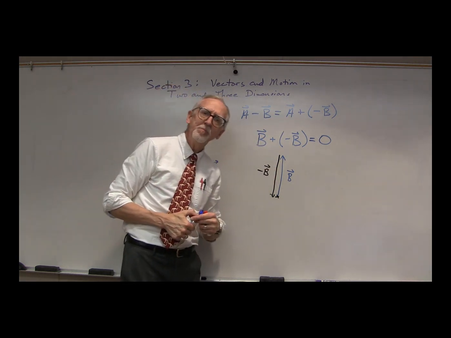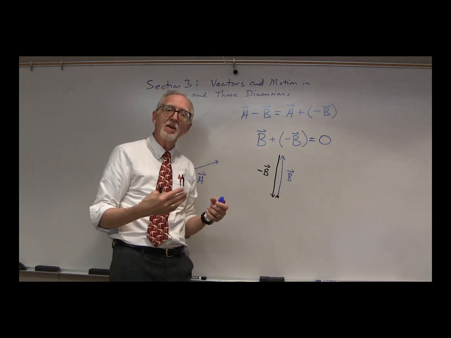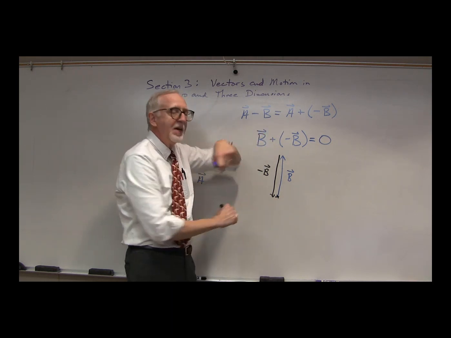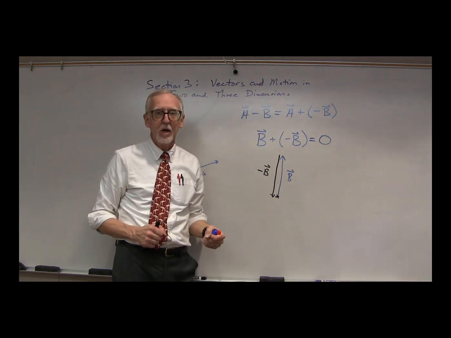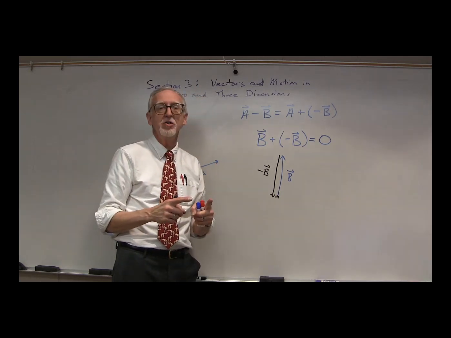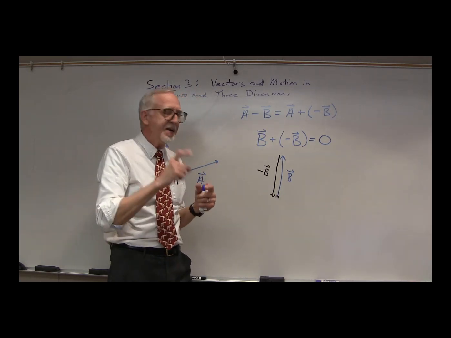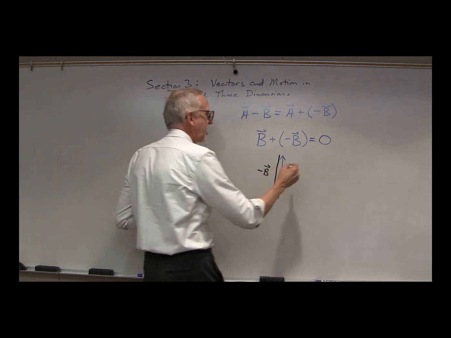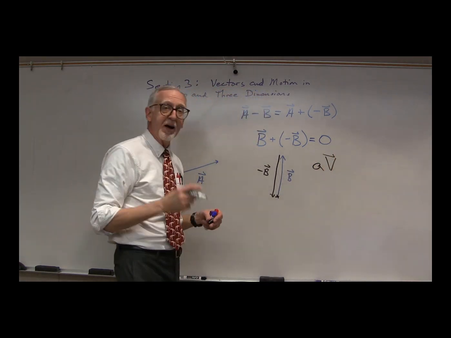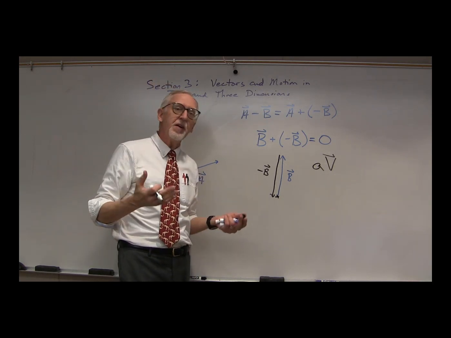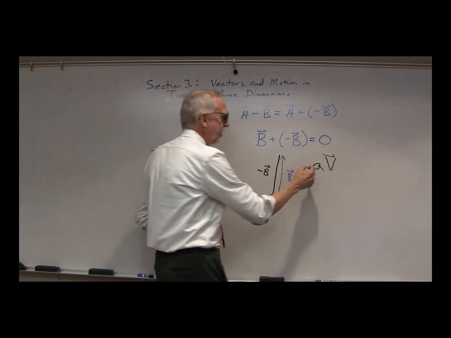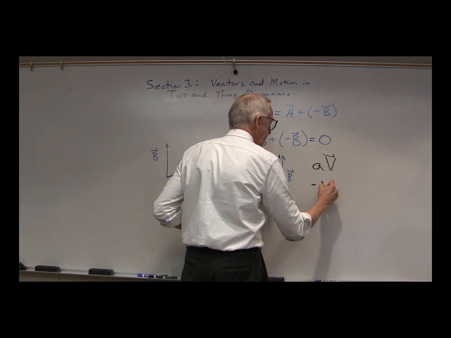In other words, negative b is a vector with the same magnitude as b, but in the opposite direction. Now, this actually comes back to that point where I was talking about what if we take a scalar and multiply by a vector, and I said, well, what if a is negative? What would we get if a were negative 1? If a were negative 1, we'd get negative v.